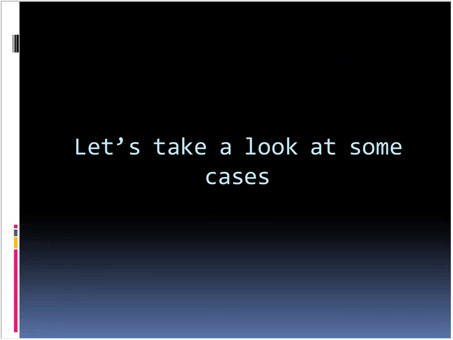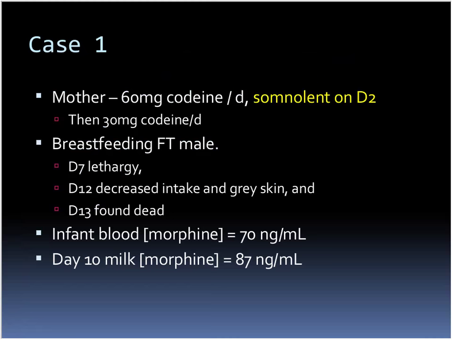So let's look at a couple of the cases from that table. There are a couple of famous cases that toxicologists should know about. The first one is a very, very famous case. The mother was prescribed 60 milligrams of codeine postpartum. She became very somnolent on day 2 and was decreased to 30 milligrams of codeine. She was breastfeeding a boy. On day 7, he had lethargy. She continued to feed him, had a couple of visits to doctors, and on day 12 he had a decreased intake and a change in skin color, and then on the 13th day, he was found dead.